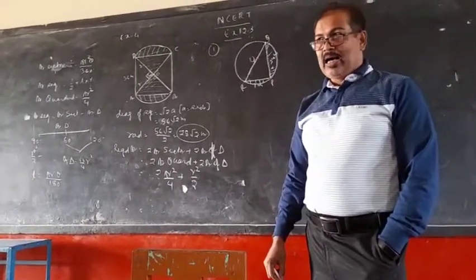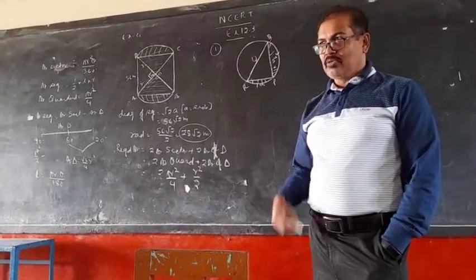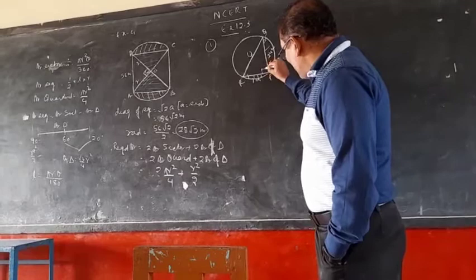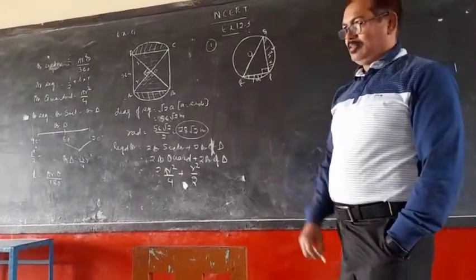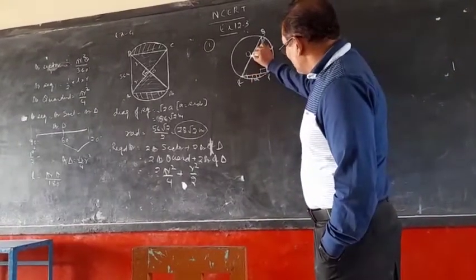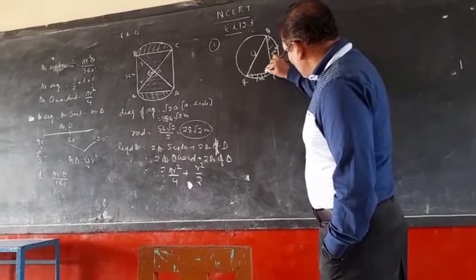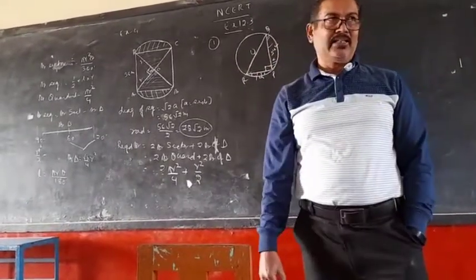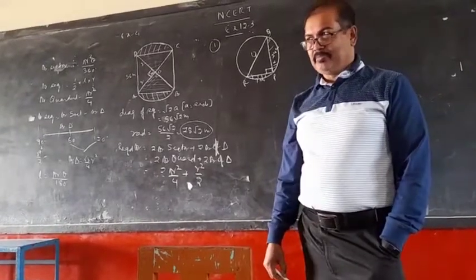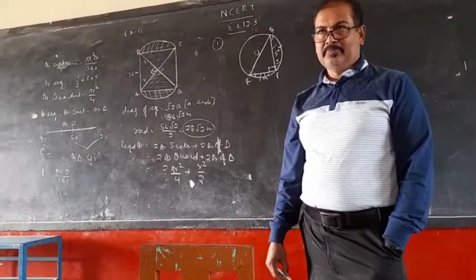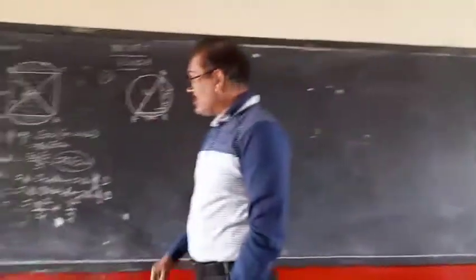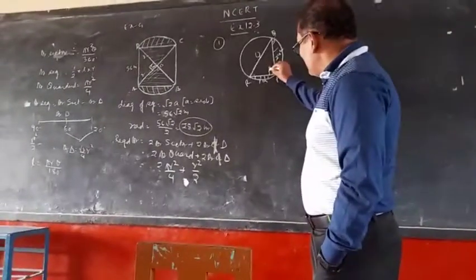I want any girl to answer the question which I am going to ask. What is the measurement of angle P? We have given O is the center of the circle. So what is the measurement of angle P? You have studied in class 9 this theorem. Angle in a semicircle. Angle subtended in a semicircle is equal to 90 degree.